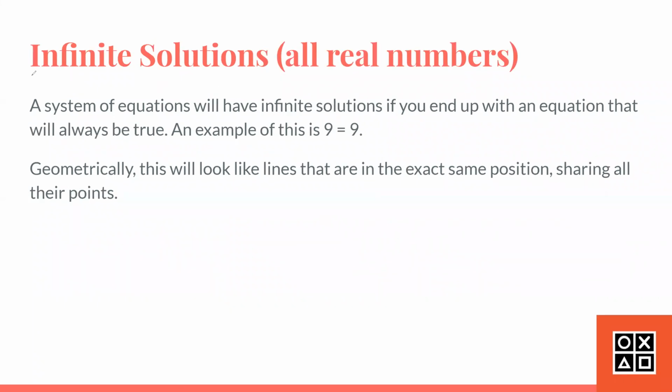Case 2, infinite solutions, or all real numbers. A system of equations will have infinite solutions if you end up with an equation that will always be true. An example of this is 9 equals 9. Geometrically, this will look like the lines are in the exact same position, sharing all their points. So you'll see them as one line, but know that they're actually two lines on top of each other. That's why they have infinite solutions, because they're the same line.